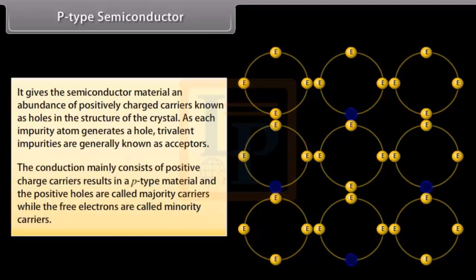The conduction mainly consists of positive charge carriers. This results in a p-type material, and the positive holes are called majority carriers while the free electrons are called minority carriers.